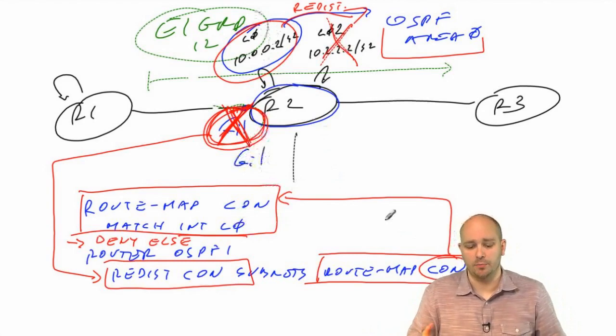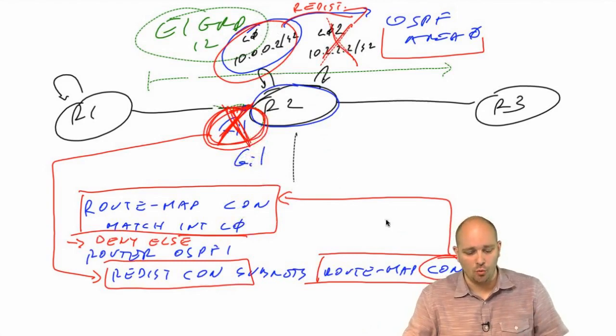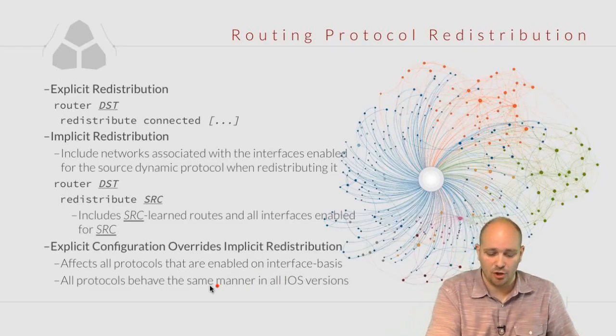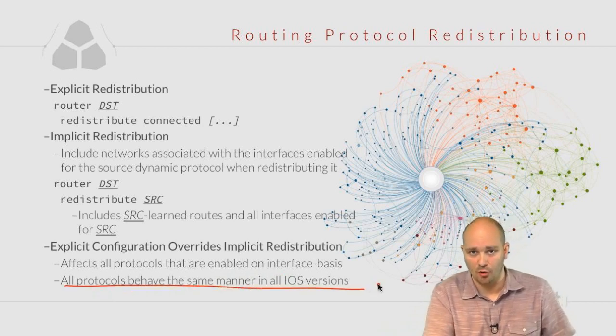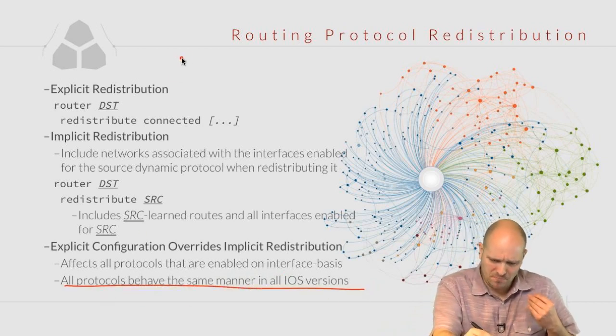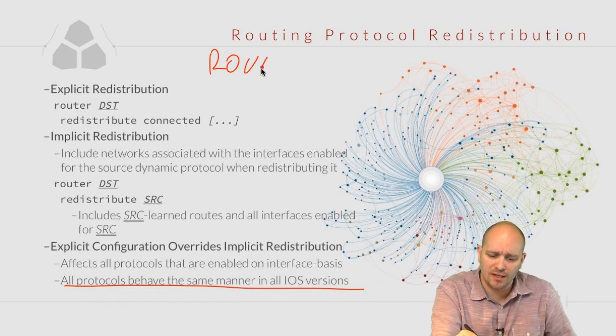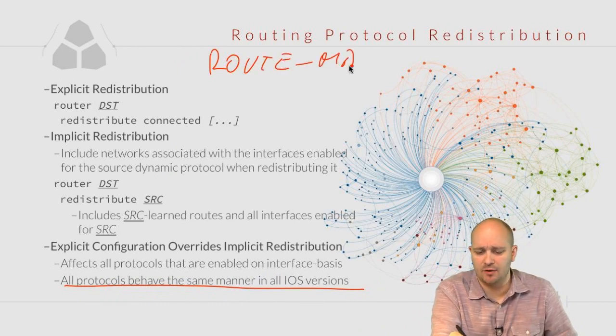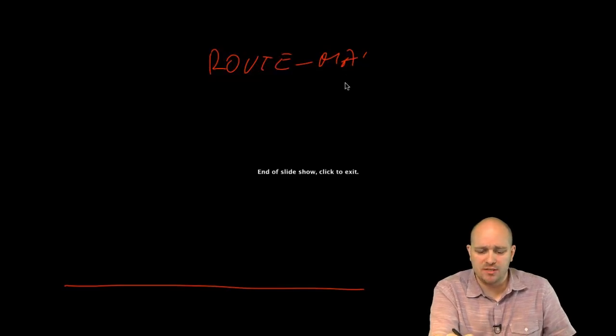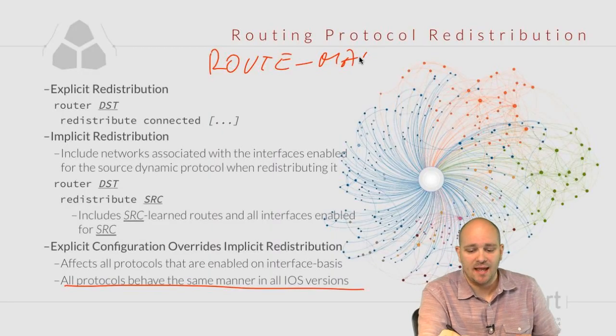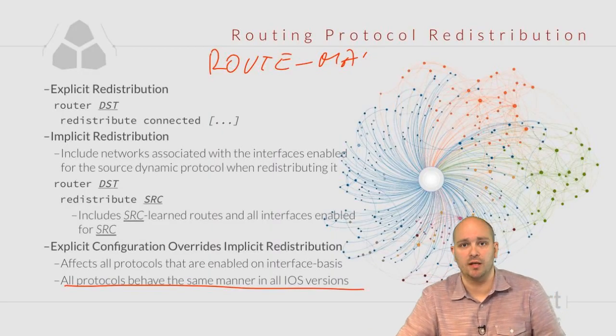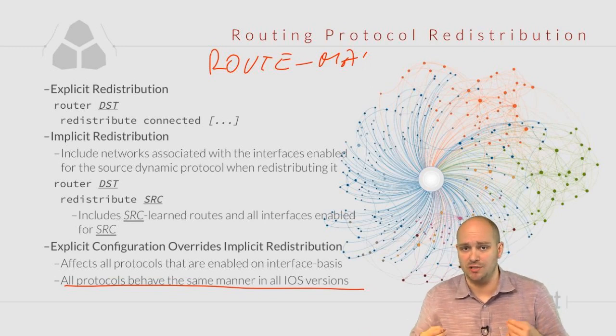Another thing that I would like to point out, that this is not only the same behavior for all the protocols and in all IOS versions, but it doesn't matter how you actually implement filtering in the route map. This is always going to be the same thing. Are you implementing the filtering using match interface? Are you using access lists or prefix lists? It doesn't matter. The behavior will always be the same.